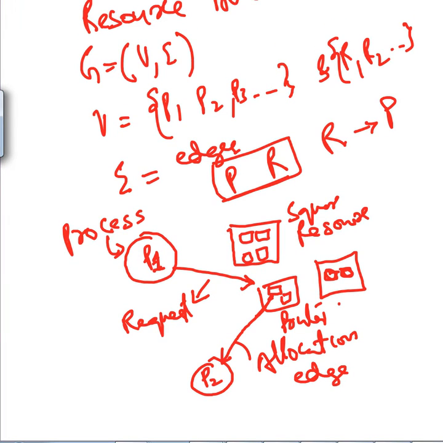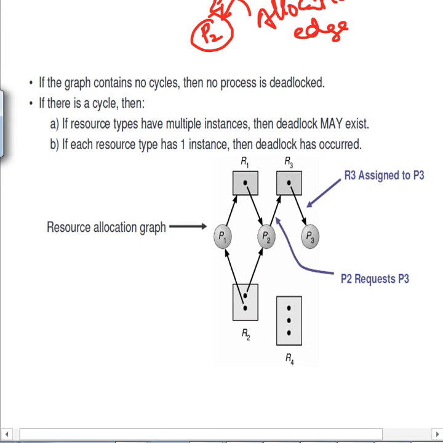Some books show this allocation edge as a dashed edge. That can also be there, but not necessarily. If the arrow is from the resource to a process, it is allocated. If the edge is from the process to the resource, it is the request edge. So you are asking for it, it is not given yet, and this other edge says that this resource is being given to the process P2.